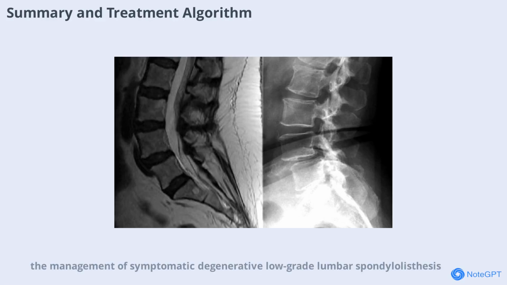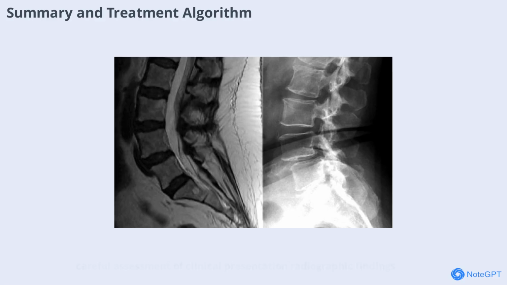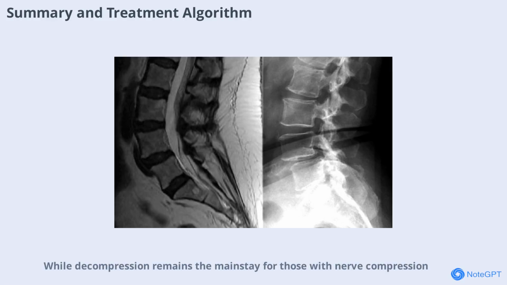Summary: the management of symptomatic degenerative low-grade lumbar spondylolisthesis remains a topic of ongoing research and debate. The decision-making process involves careful assessment of clinical presentation, radiographic findings, and patient-specific factors. While decompression remains the mainstay for those with nerve compression, fusion procedures may be added in cases of instability or persistent symptoms. Minimally invasive techniques are gaining popularity for their potential to reduce recovery time and complications.